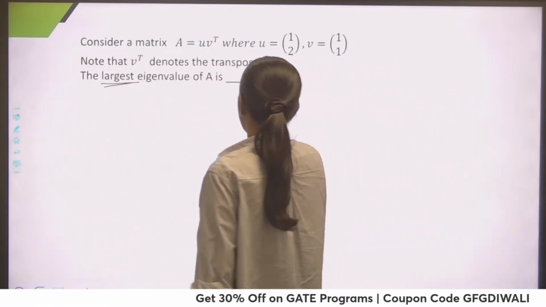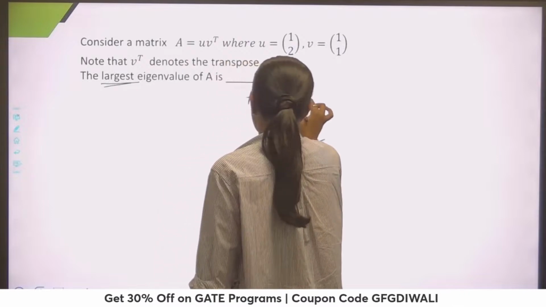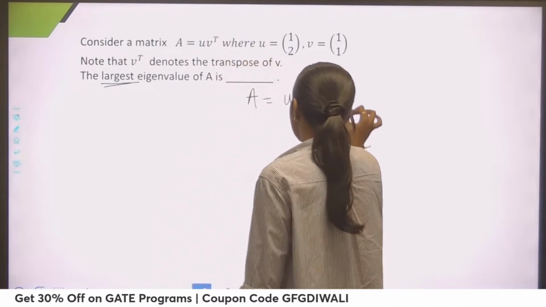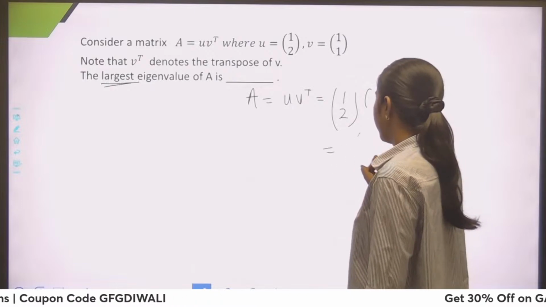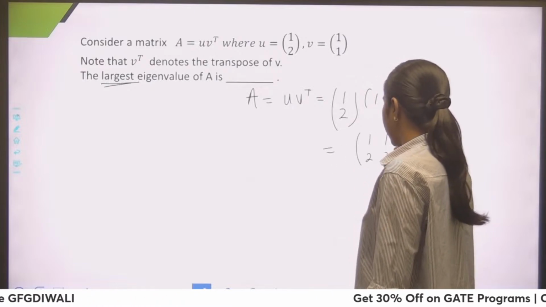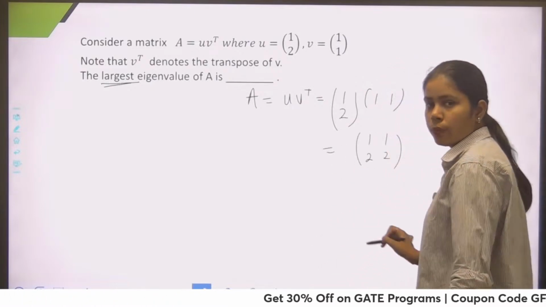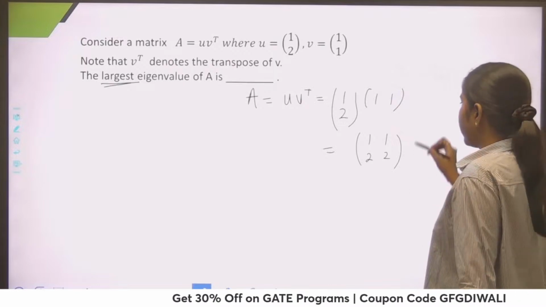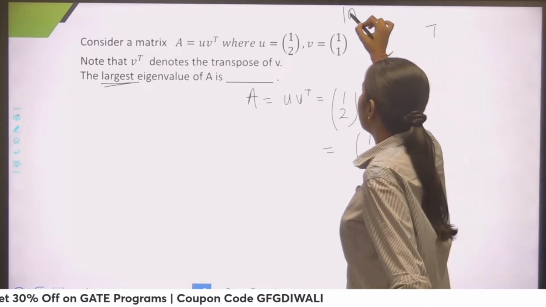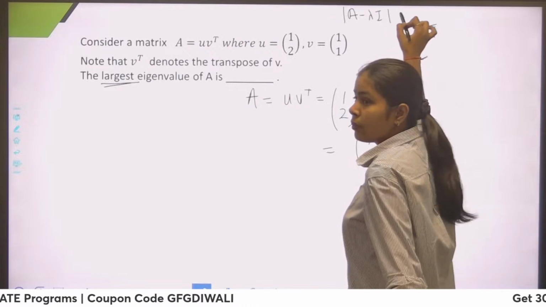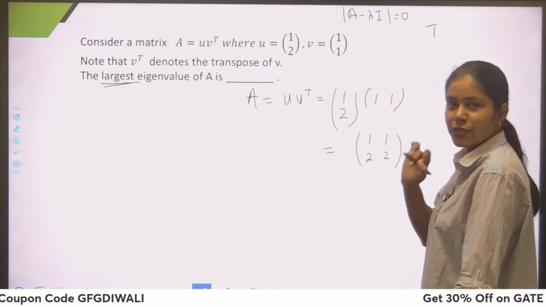What would be the A matrix? You can simply find it. They are saying U into V transpose. So U is 1, 2 and V transpose is 1, 1. If you solve, you would get 1, 1, 2, 2, and then find the eigenvalues. Either you can use the formula determinant of A minus lambda I equals 0 and solve for lambda.